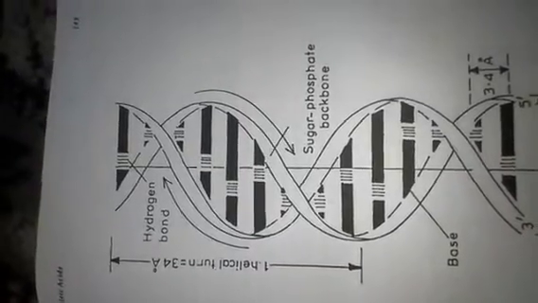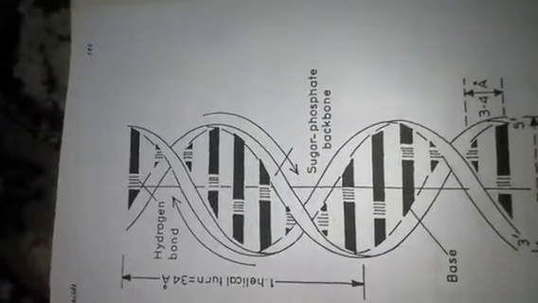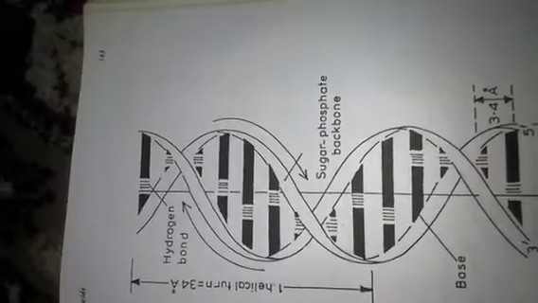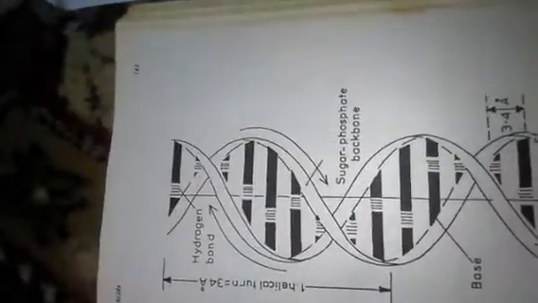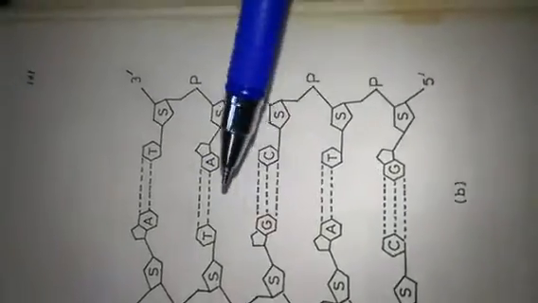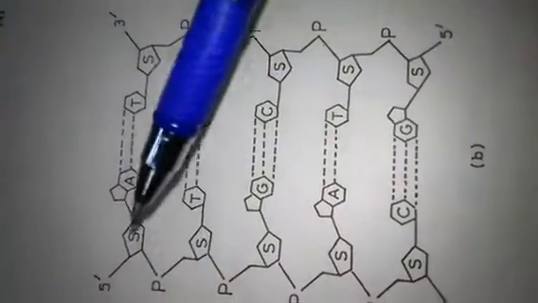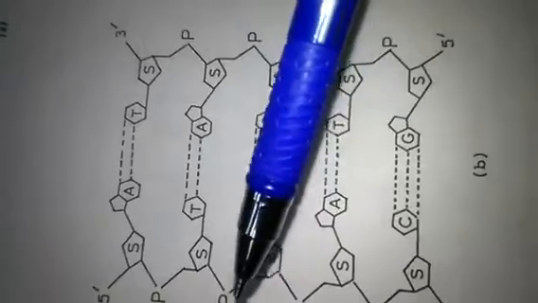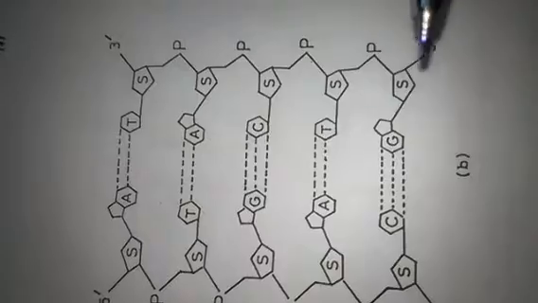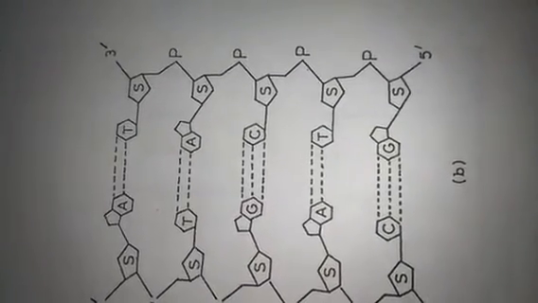Each polynucleotide chain consists of an alternate sugar phosphate backbone lying on the outer side of the helix. Let's have a look. Each polynucleotide chain consists of an alternate sugar phosphate backbone. This is the backbone of the polynucleotide chain, which is made up of sugar and phosphate molecules on the outer side.